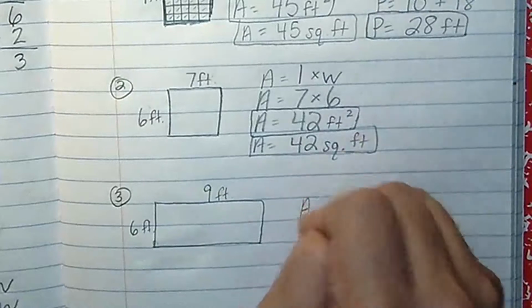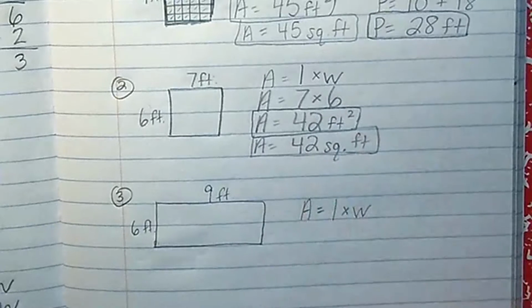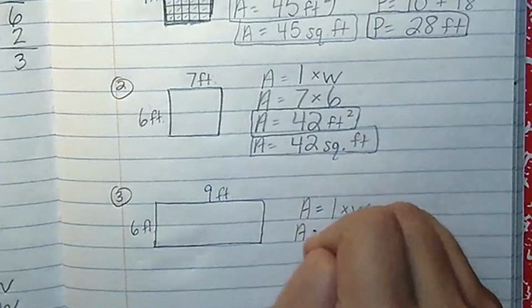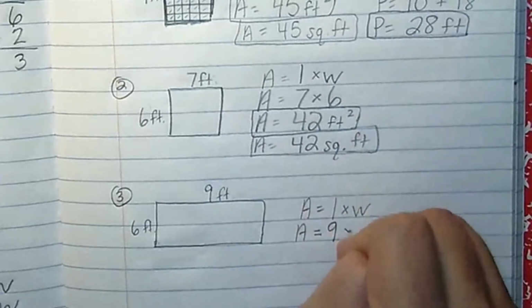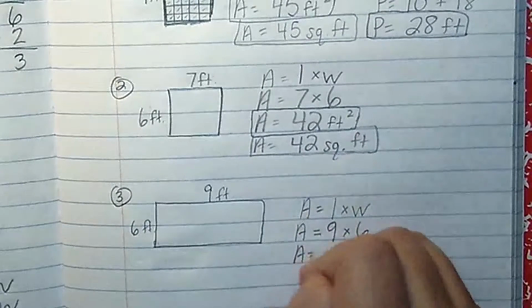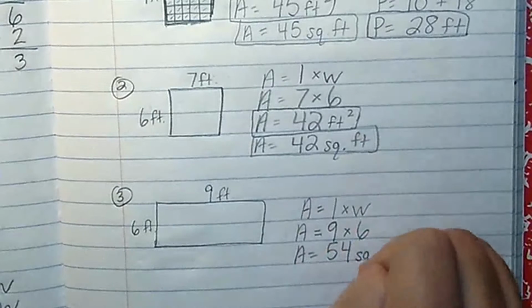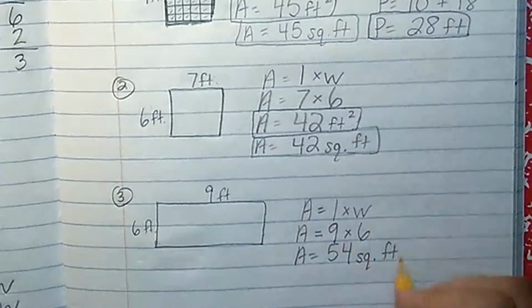Well, the area equals length times width. Area equals 9 times 6. Area equals 54 square feet.